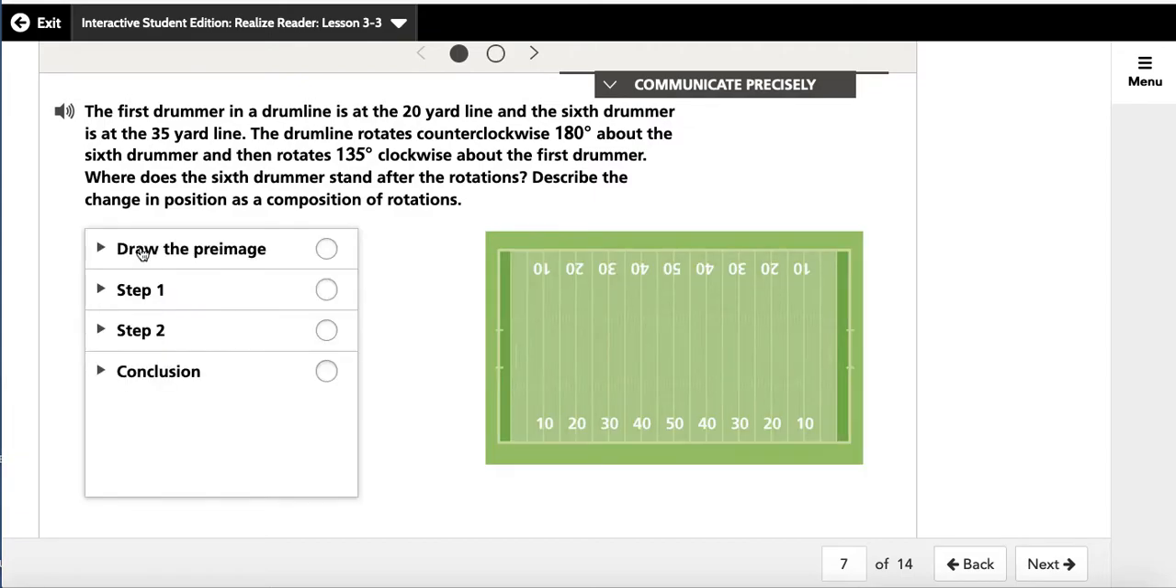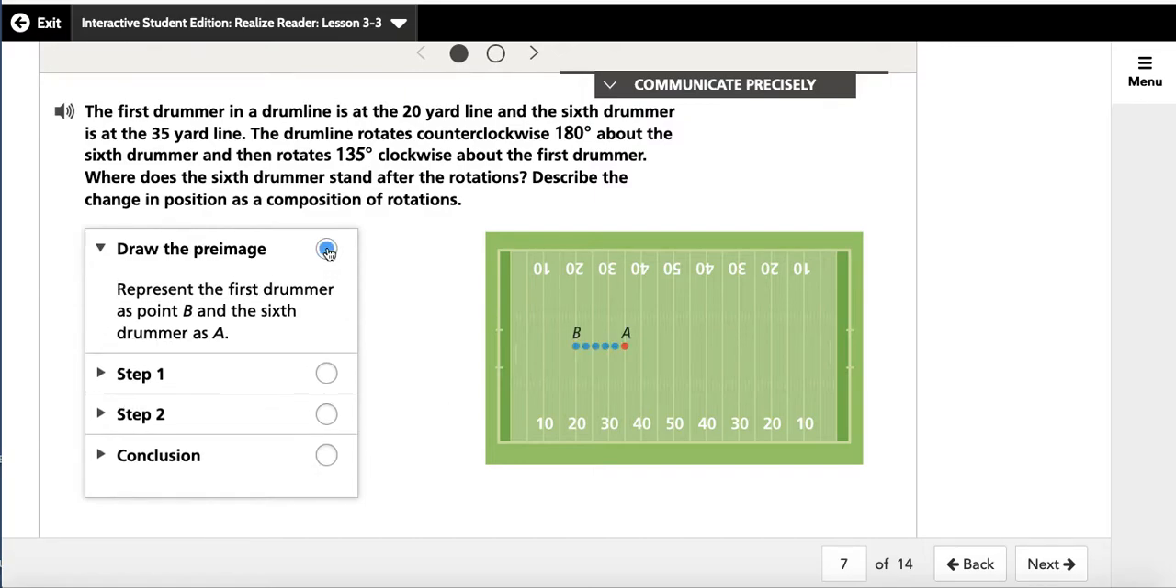All right, here's our football field. First, let's start off with drawing the pre-image, where the first drummer is on the 20-yard line and the sixth one's on the 35. So first drummer's on the 20, so that's B, and there's the sixth drummer.